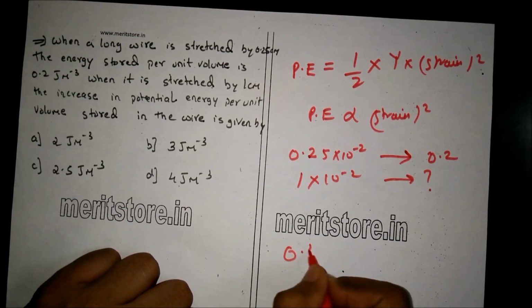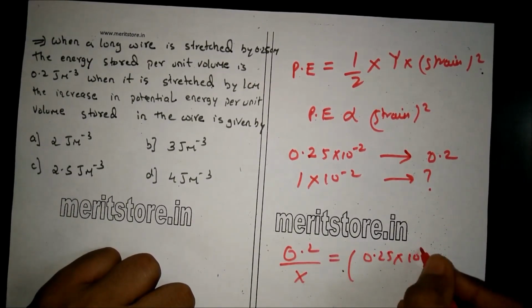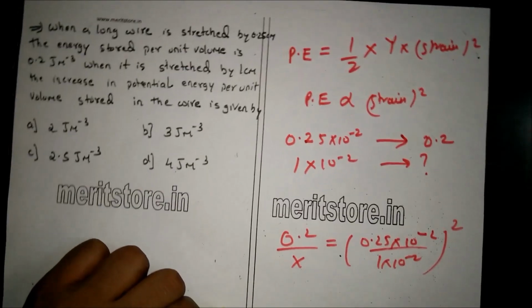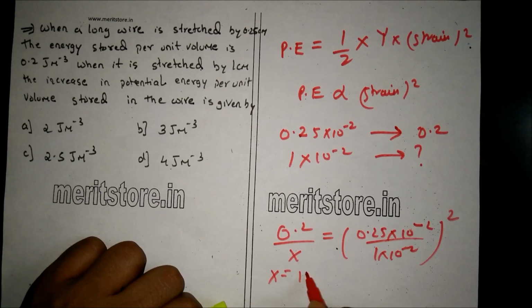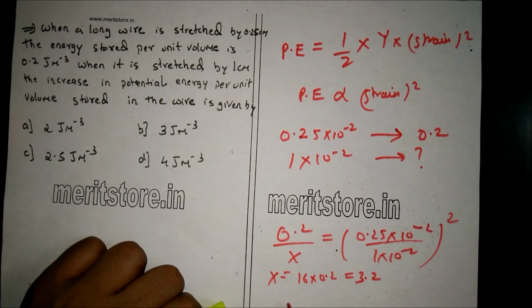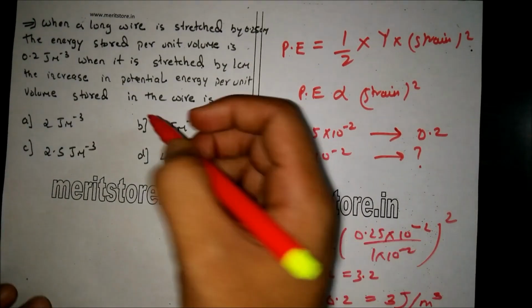Therefore, 0.2 upon x will be equal to 0.25 × 10^-2 upon (1 × 10^-2) the whole square. Therefore, x will be equal to 16 × 0.2, which is equal to 3.2. Therefore, the increase in the potential energy per volume will be 3.2 minus 0.2, which is equal to 3 joules per meter cube. Therefore, the correct answer here is option B.